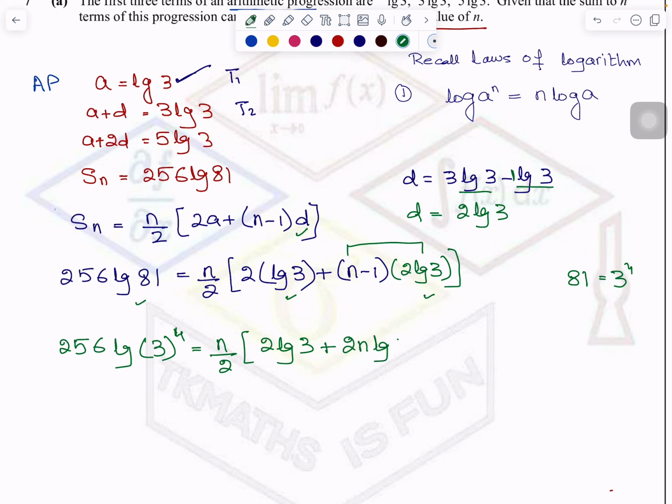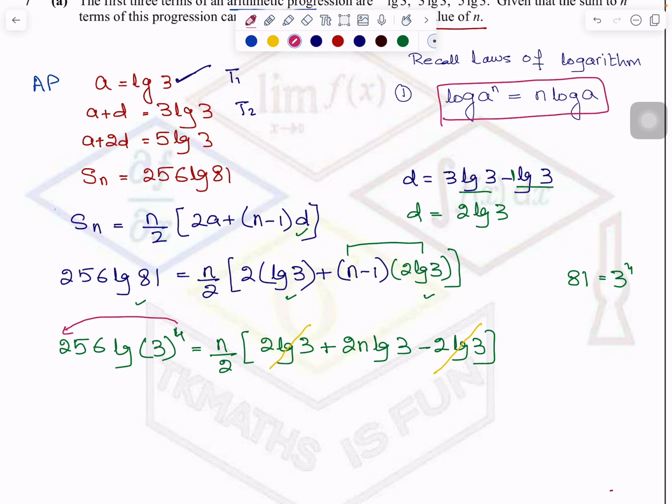2n Lg3. And then minus 1 multiply, it will be same thing. So now after this, what will happen? Can you see two terms which can cancel out? Yes, you're right. This one and this one can cancel out. Now, what I will do here, this 4 will come here and multiply, because of this law of logarithm I have explained to you here. The power multiplies by the multiplier.